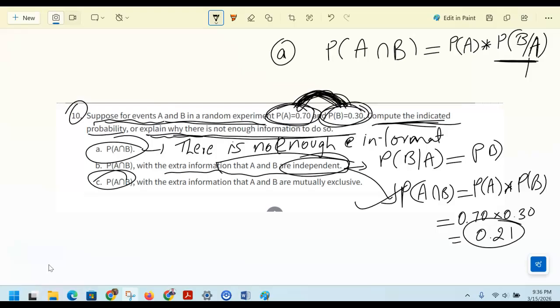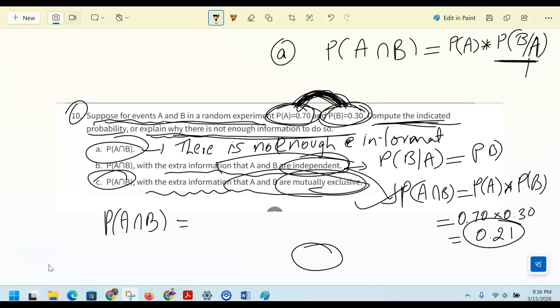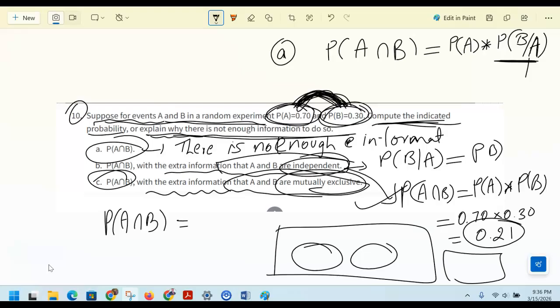Then there is one more piece of information: what is the chance of A and B both occurring when A and B are mutually exclusive? Mutually exclusive means, if you check the Venn diagram, they have nothing in common. They are not overlapping. So here they are disjoint. They have no outcomes in common, and that's why it is 0. So the probability of A and B happening is 0. And that's it. You're done.